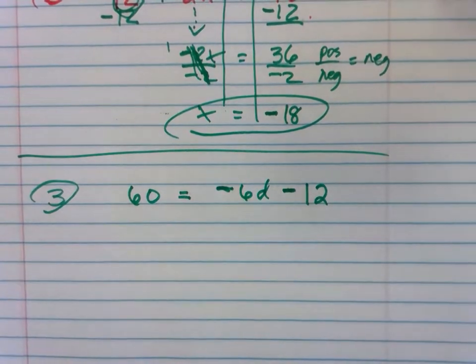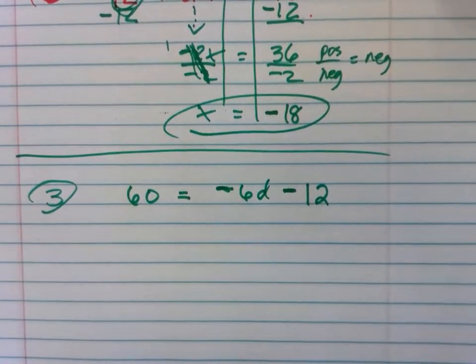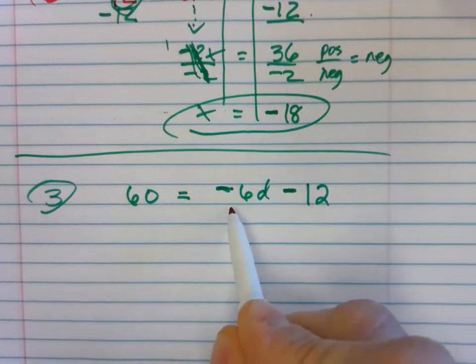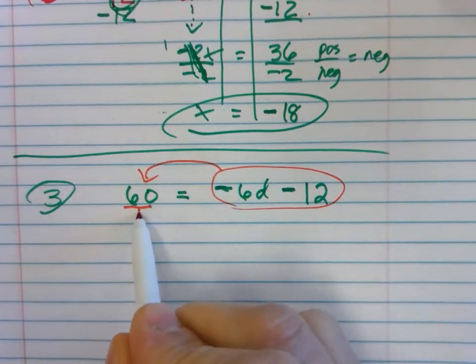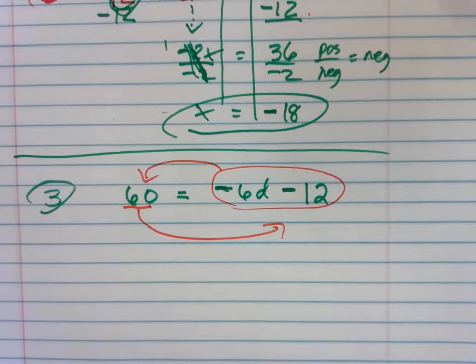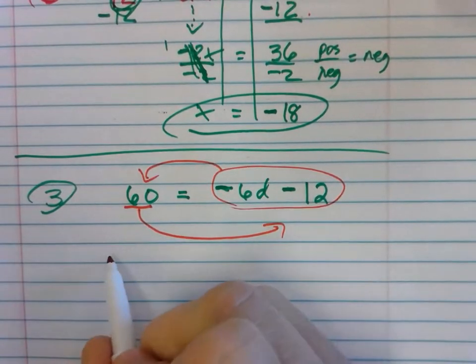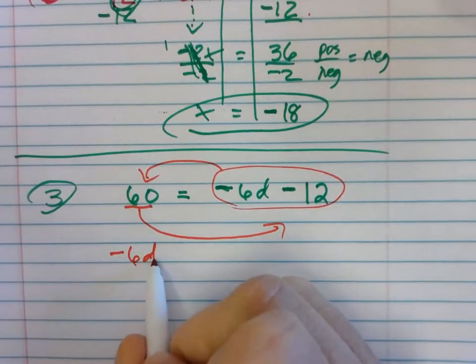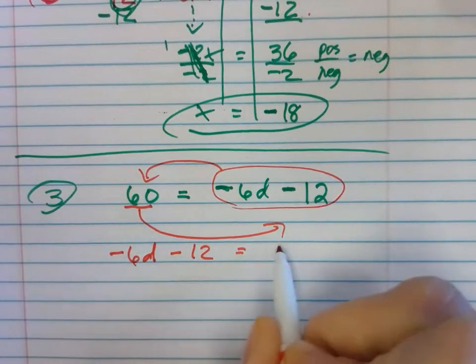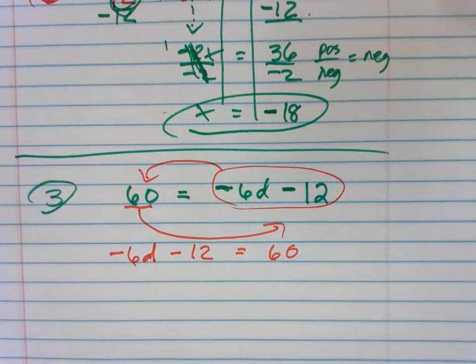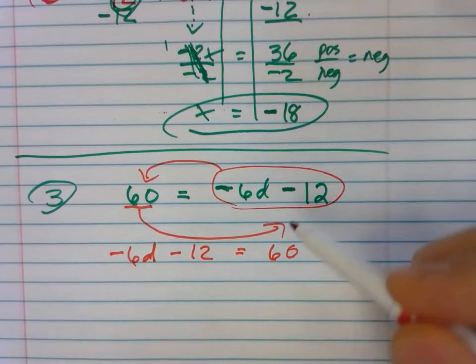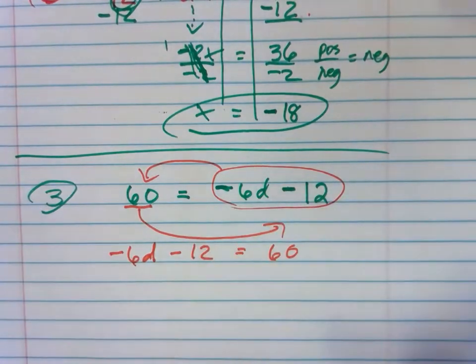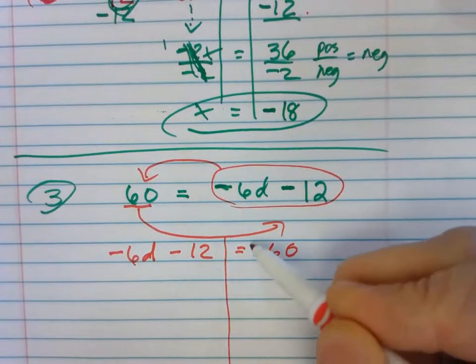So if you want to write it that way, if that makes you a happy camper, or a happy elf, you can just take that whole thing right there and move it over here, and you can take that 60, and you can just rotate them around. So if that makes you happy, just rewrite it. Make it negative 6d minus 12 equals 60. Now, if it doesn't matter to you, you can just work it the way it is, and that's okay too. So you would just add 12 to both sides and then divide by negative 6, which is what I'm getting ready to do right down here.